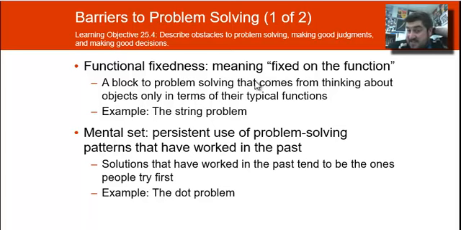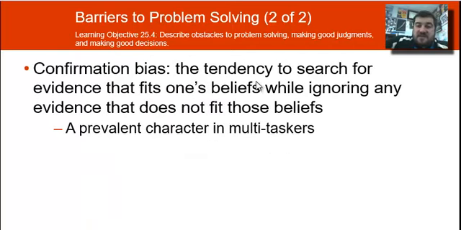And functional fixedness is fixed on the function. It means that you only see something, an object, as being useful for what it was designed for. An example is the string problem, which we'll get to here in a second. And then functional fixedness is a type of mental set. You use problem-solving patterns that have worked in the past. And that's just a way that your brain saves energy, and it's lazy. Laziness is built into our code, pretty much. We want to save energy because we didn't know when our next meal was coming back during days where we had not evolved yet. But solutions that work in the past tend to be the ones that we try first.